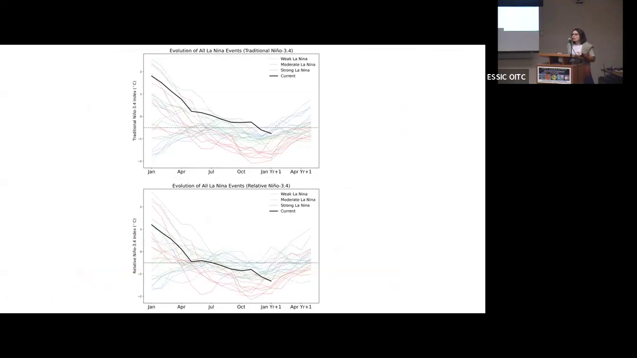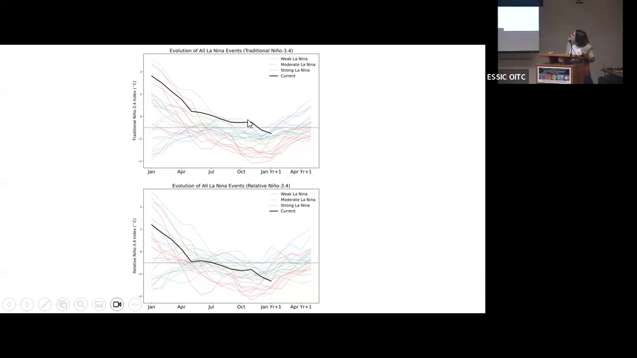Okay, this is another way to look at this. Here I'm looking at monthly Nino 3.4 values and the evolution. This is the traditional Nino 3.4. The bottom is the relative Nino 3.4. I'm plotting all prior La Ninas going back to 1950, color coding based on the strength, so you can see weak or moderate La Nina versus strong La Nina. The current evolution is this black line.